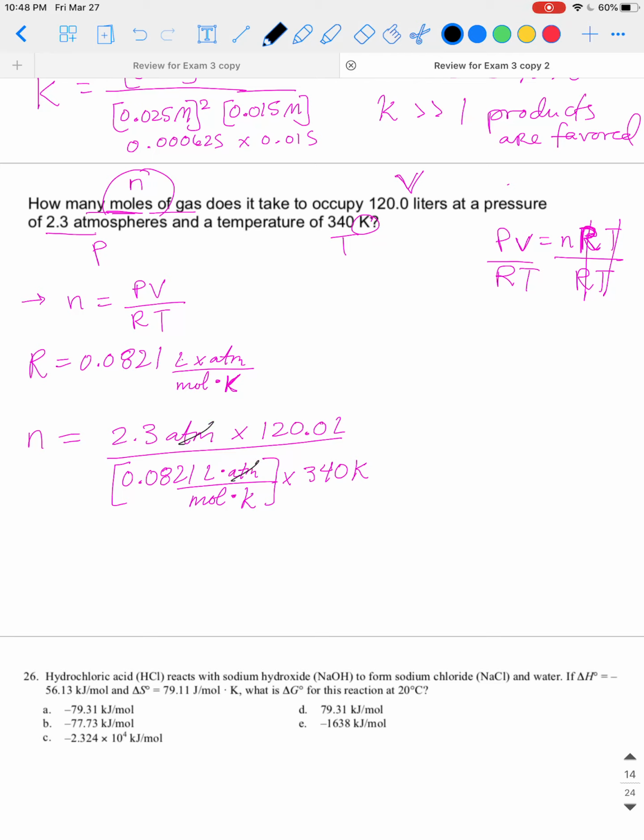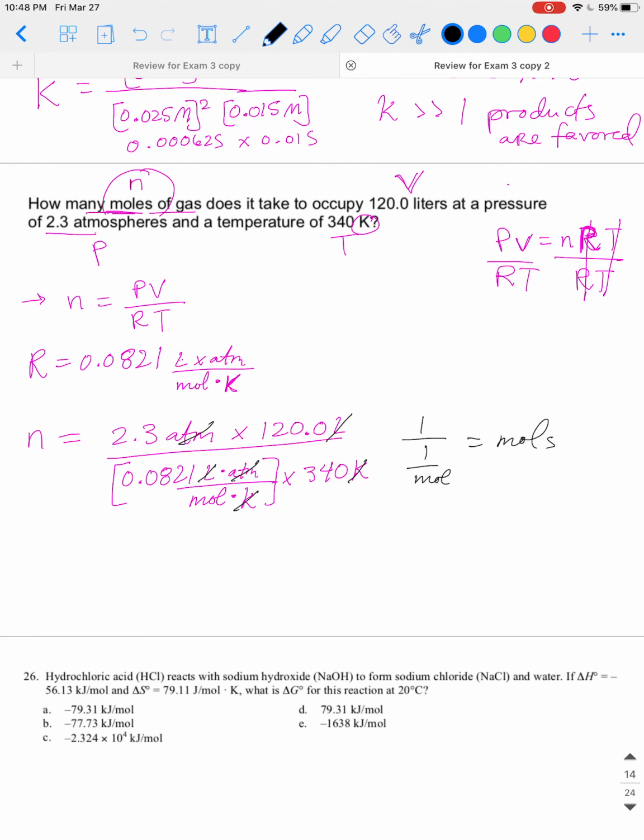Notice that atm cancels, we have it on top and bottom. Liters cancel, have it on top and bottom. Kelvin cancels, it is already on bottom, and then we have it in another denominator on the bottom, so those cancel. What you're left with is units of 1 over 1 over mole, which in math world is just equal to moles. Okay, so the units will work out, and now we just punch this into our calculator.